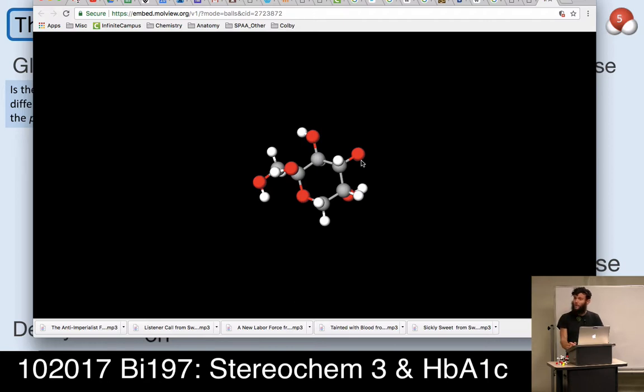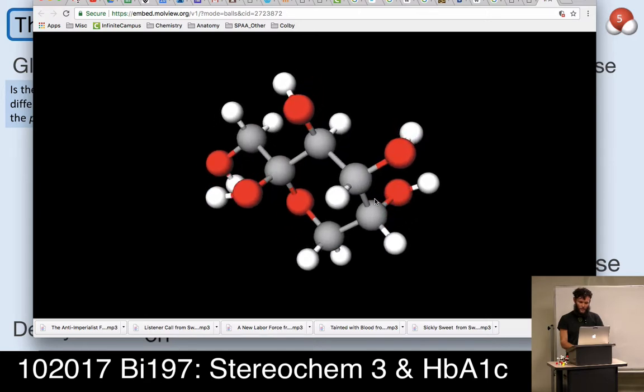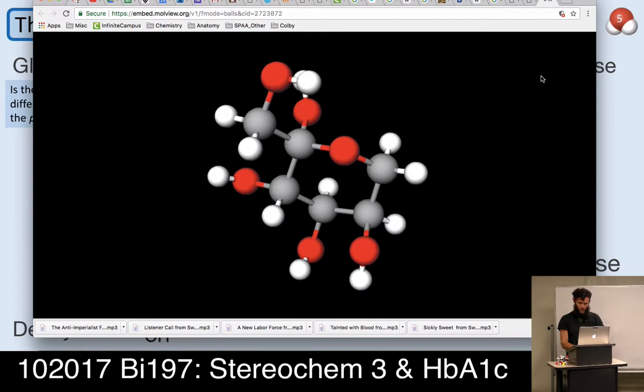So that's a furano. Fructose can form a pyrano or a furano, and I've given you the furano form there, which is the more common one in nature. But I couldn't find a good model of it online, so I have the pyrano form right here. That's okay. We're going to compare the two of them.